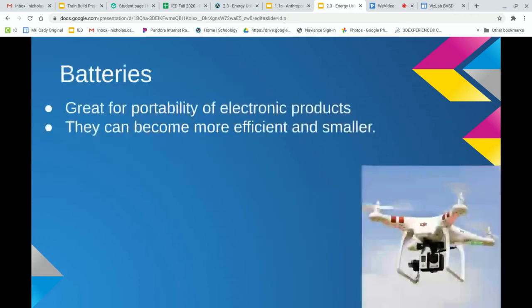Batteries. Great for portable and electronic devices. They continue as the technologies get better and better. They become more and more efficient, and they become smaller and lighter. That's why we've seen drones become so popular, because they need to be light. And now batteries that didn't used to be possible are possible.